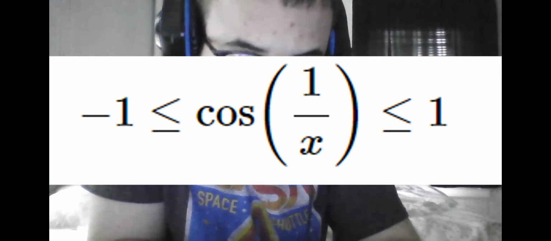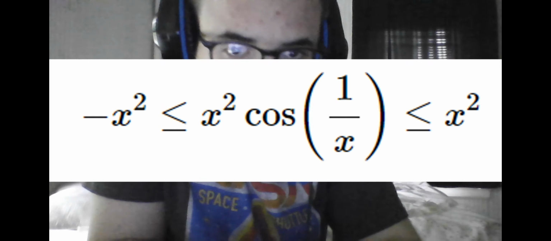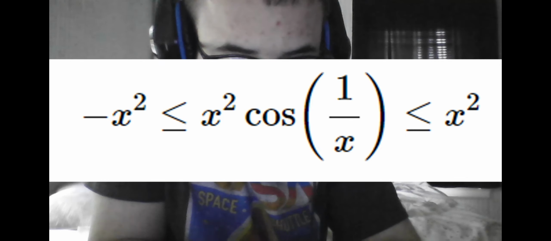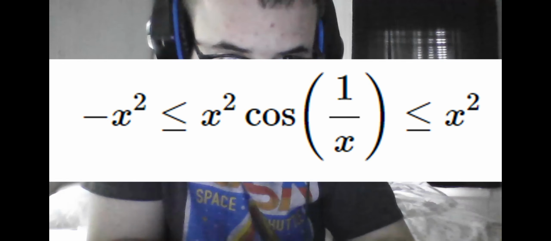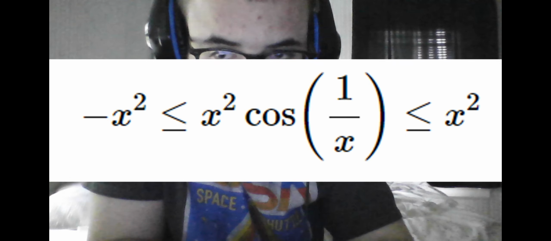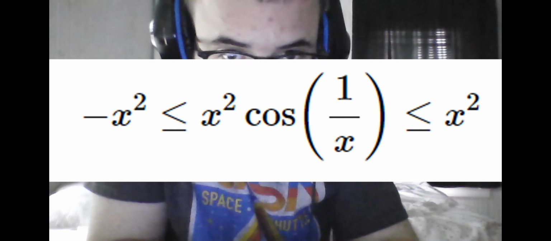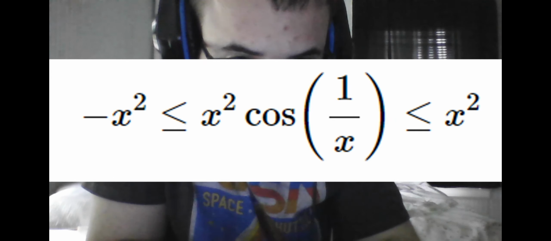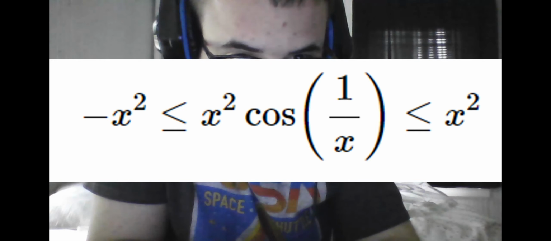And now we multiply everything in the inequality by x squared to get everything in terms of the function we want to evaluate. And we see the limit as x approaches 0 of negative x squared is 0. And the limit as x approaches 0 of positive x squared is also 0. In conclusion, because our function is between 0 and 0, it must also be 0 logically. So we have a finite limit of 0.